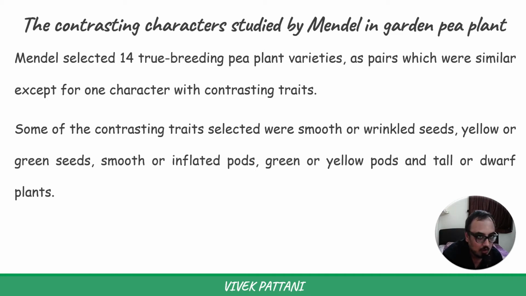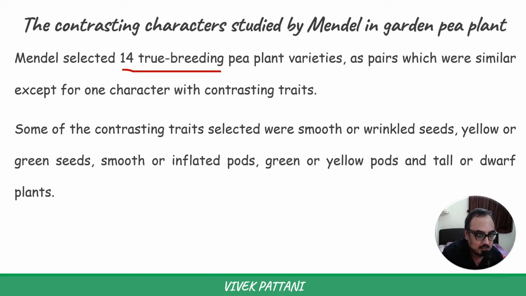Mendel investigated characters in the garden pea plant that were manifested as two opposing traits, examples being tall and dwarf, or yellow and green seeds, which allowed him to set up a basic framework of rules governing inheritance. This was expanded by later scientists to account for the diverse natural observations and complexity inherent in them. And what led to this? Mendel selected 14 true breeding pea plant varieties as pairs which were similar except for one character with contrasting traits.